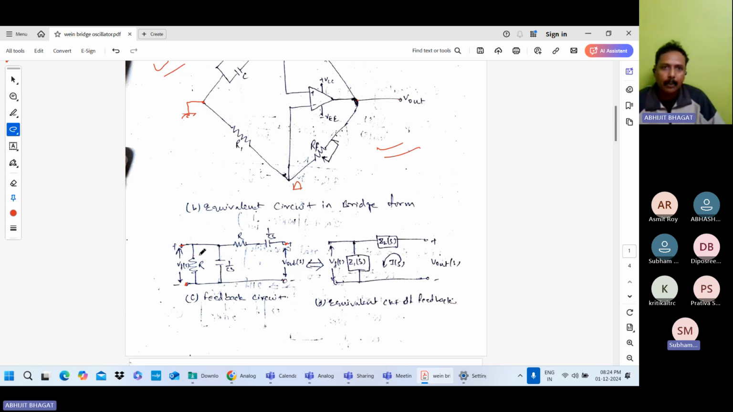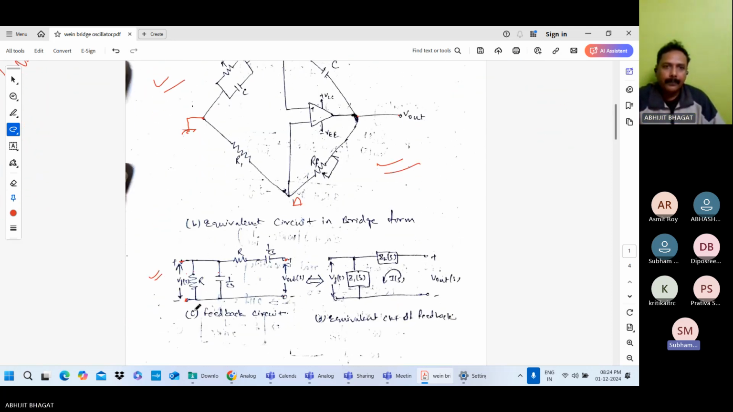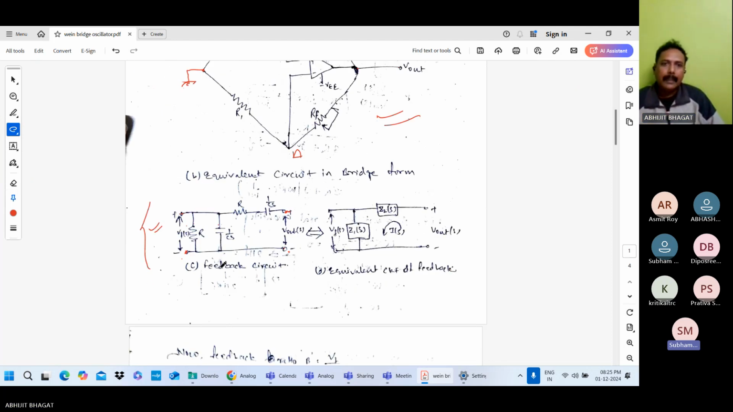From VF, R and C are in parallel. Then from VF, R and C are in series between the output and VF. So this circuit is the feedback circuit of this portion. Same circuit. This is the feedback portion of the Wien Bridge oscillator. This terminal is the VF terminal, the feedback voltage. This is the output terminal of the oscillator. R and C one parallel and R and C one series. Same circuit, we just take the feedback network separately here. Clear?